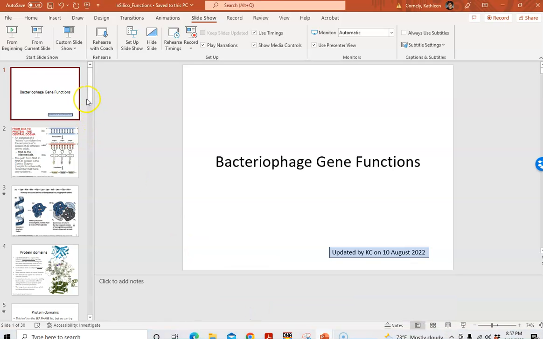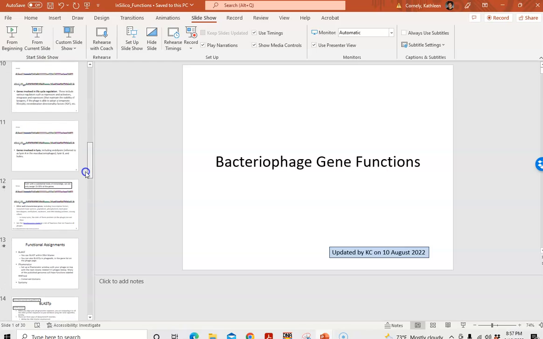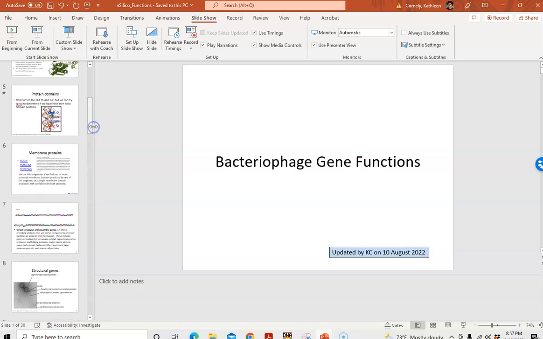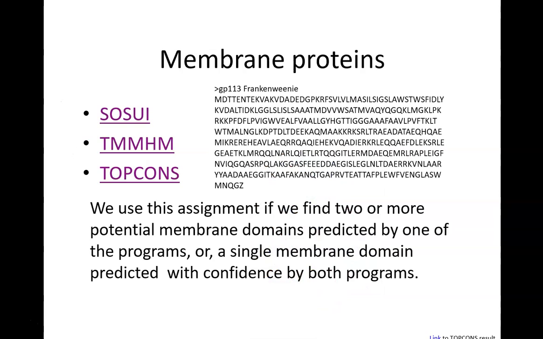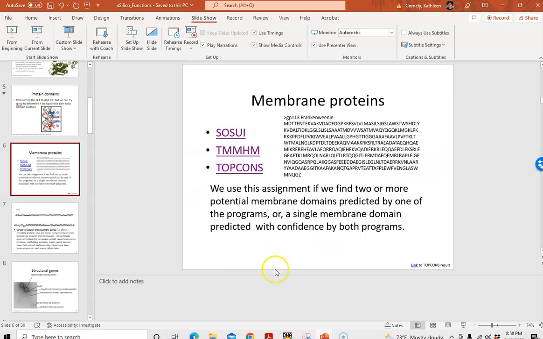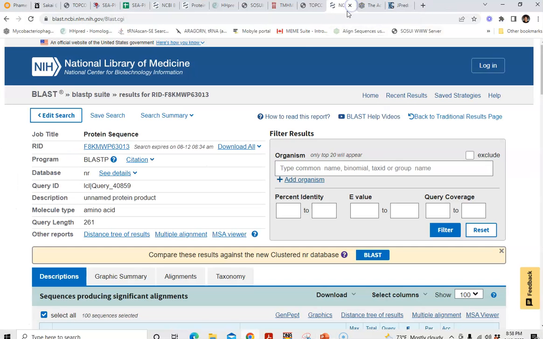All right, so let me go back to my PowerPoint and pick up where I left off. So we've done JPred. The next thing we want to do is look at whether we have possible membrane proteins. So this is gene product 113 in Frankenweenie. We have 3 different programs that we use to determine if this is a membrane protein or not. So let me exit out of here, and we can close JPred now.